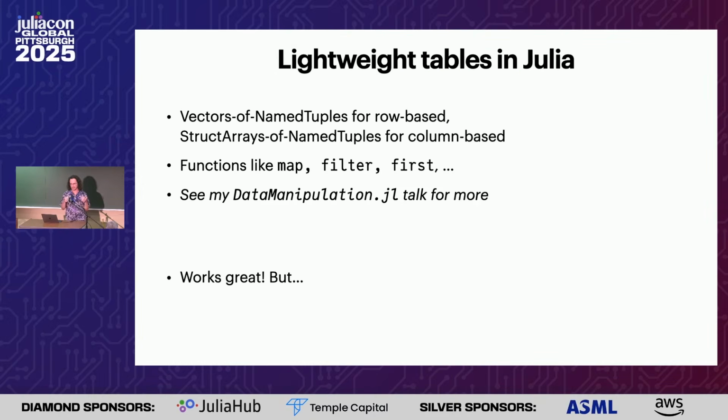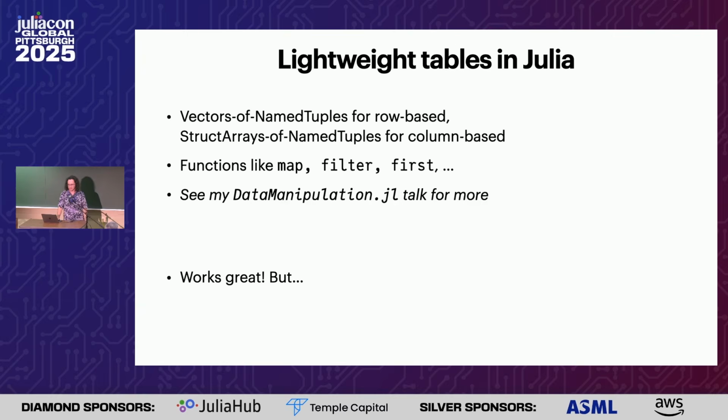In Julia, you have the ability to use lightweight tables, basically without going for some fancy custom data structures like DataFrames. You can just use vectors or abstract vectors of named tuples as tables. Depending on the abstract array type, you can choose row-based, column-based, everything like this. And there are a lot of functions, including functions in Base like map and filter, that make it convenient and straightforward to work with these lightweight tables. It works great for a wide variety of use cases.